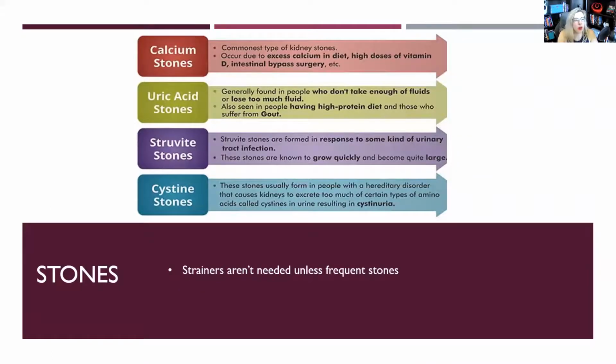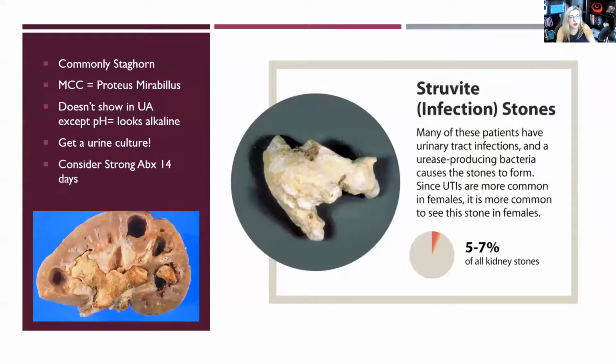Here is another example of all the different kinds of stones, and I wanted to make the point that strainers aren't needed for a one-time stone. It's only those people who have frequent stones that we need to send off to pathology, because if you're having stones every couple of months or even every couple of weeks, that's probably too many, and we might need to see if there's a genetic disorder or something else that we need to be treating. So you do not have to give a strainer to every patient with a kidney stone, but when you start hearing that they're having very common stones, that's when I start giving strainers and at least telling them to take them to their PCP.